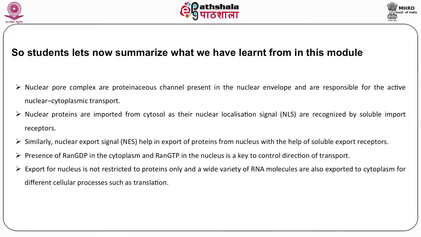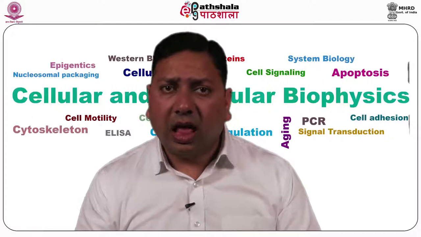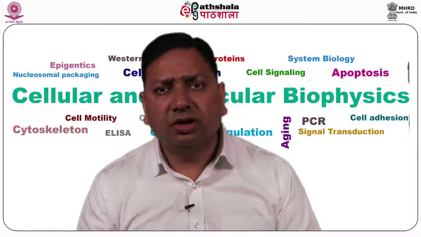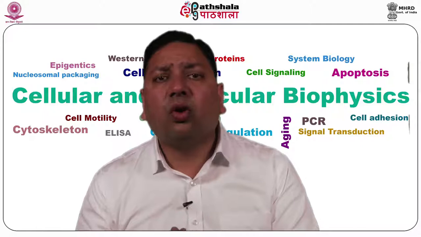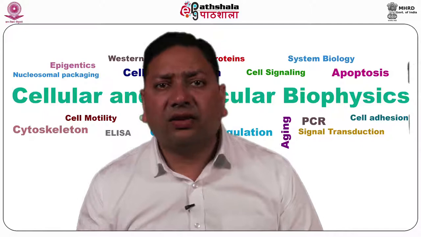Export from the nucleus is not restricted to proteins only, and a wide variety of RNA molecules are also exported to the cytoplasm for different cellular processes like translation. Export of small RNAs like tRNA, microRNA and small nuclear snRNA follows the general pattern of involvement of exportins, that we call the karyopherin family, and the Ran-GTP system. However, mRNA export does not directly depend on the Ran-GTP system, and it is mechanistically different due to the usage of a transport receptor that is unrelated to karyopherins. Different additional export factors like adapters and release factors are associated with the mRNA export receptors.